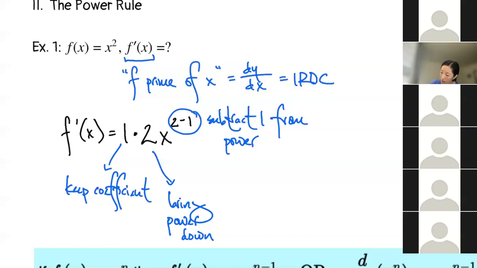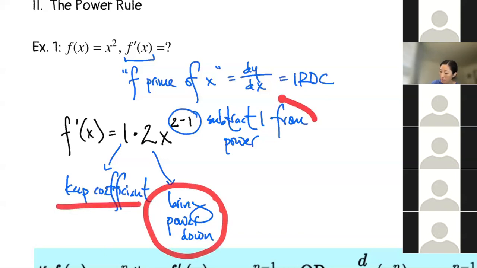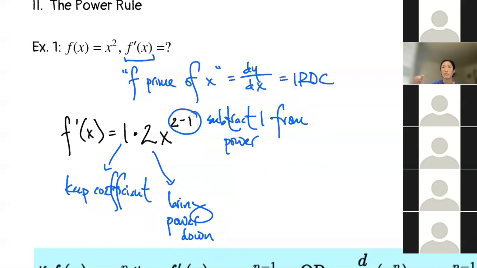So even though the numbers might change, this process, keep the coefficient, bring the power down, subtract 1 from the power, those 3 pieces will be the same every time you use power rule. Okay. Catherine, does that answer your question? Great. Okay.